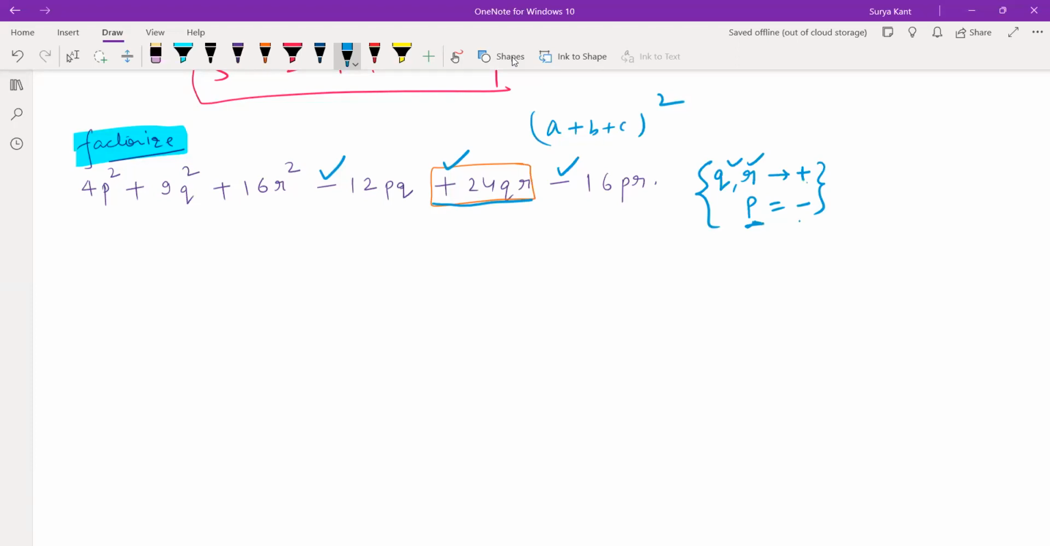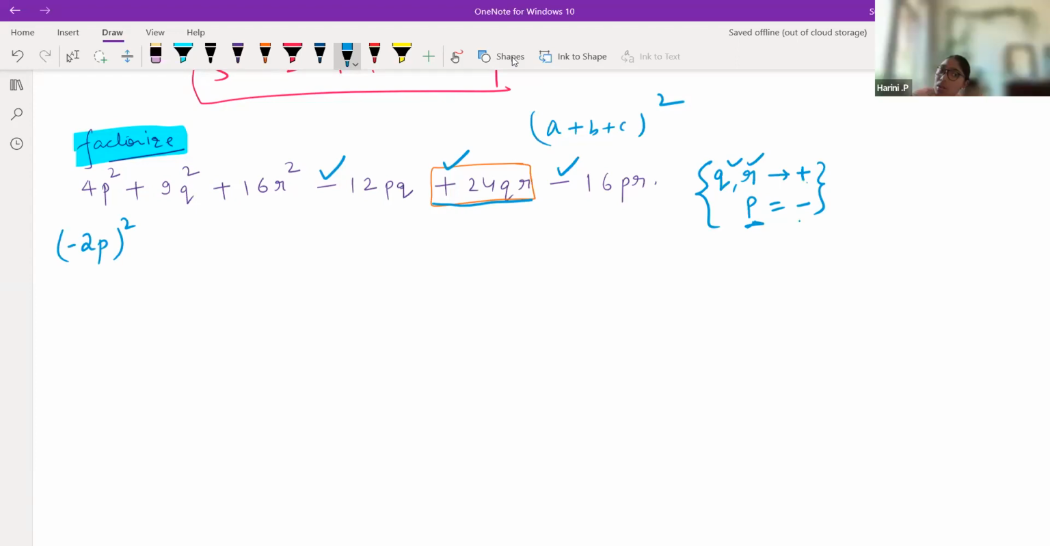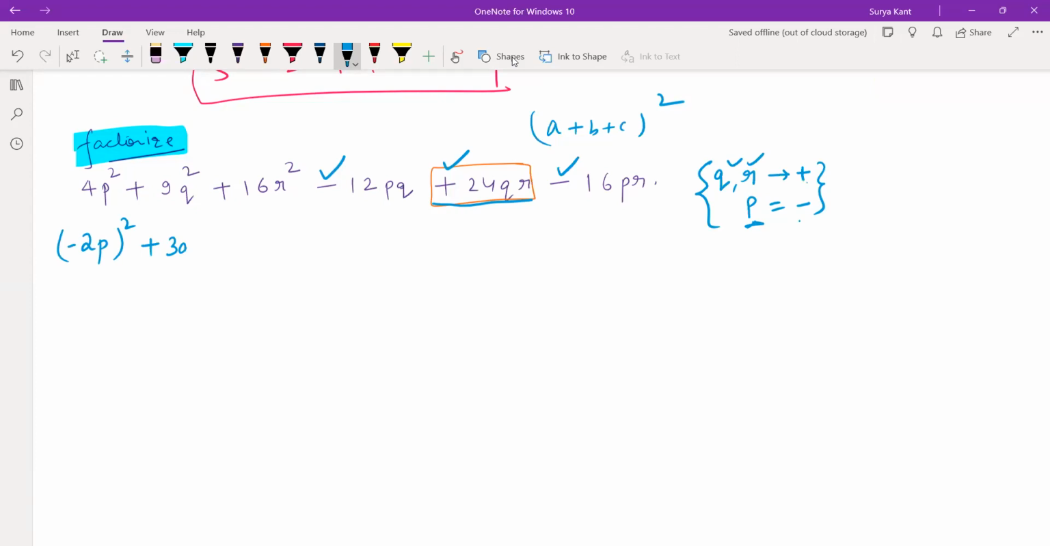Now we'll write here. So 2p whole square, and this is negative over here, because p is negative. Plus 3q, now you can write without fear. That was the only main point we have done here. This was the only main problem with us. Then everything is easy now. Plus 2 into minus 2p into 3q. Check it out. Multiply, see whether it is coming or not.